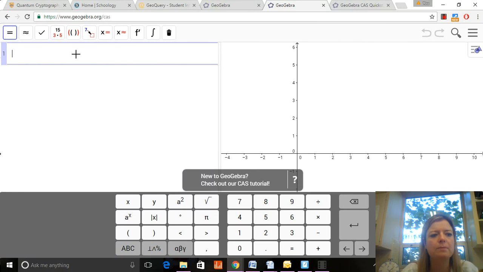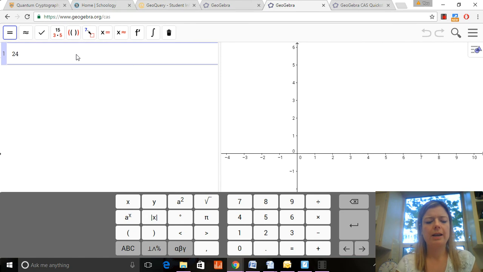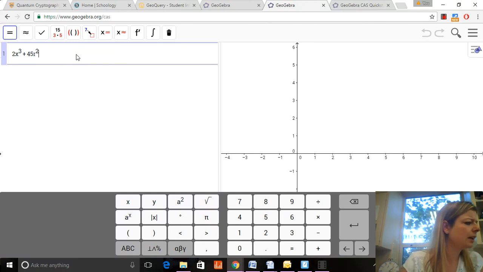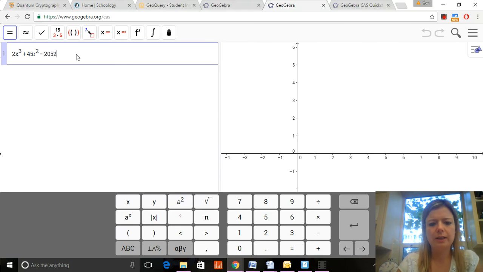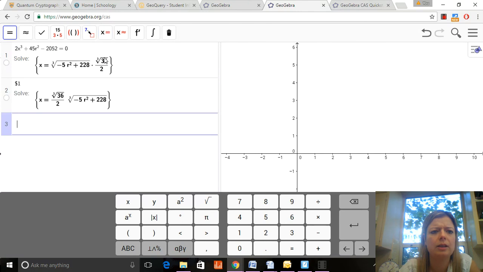So what you're going to do is put in your equation. So in this case, it's 2R, and then, oops, that's not R. Actually, I'm going to use X. 2X to the power 3, and then use your arrow button to get back down. Plus 45R squared, use your arrow button again, minus 2052 equals 0. Now don't press enter, press X equals. And there you go, that solved the problem for you.